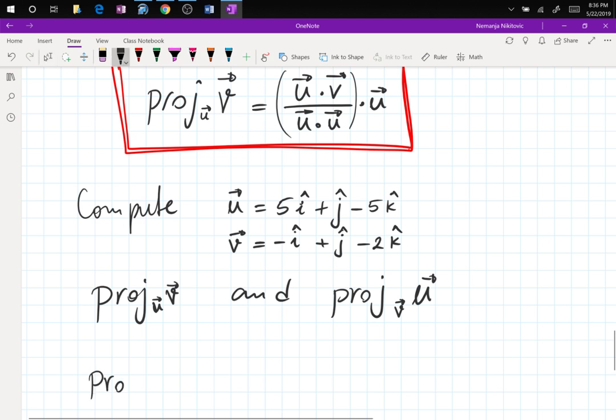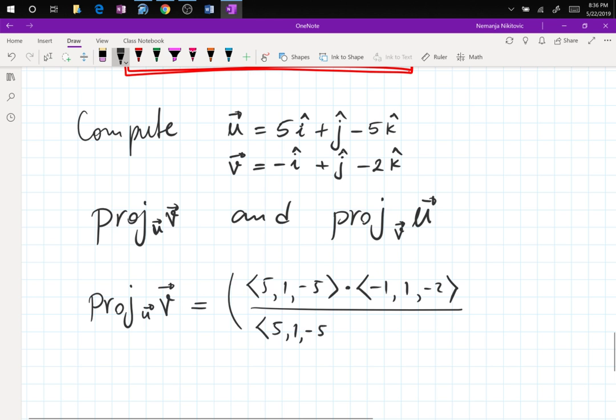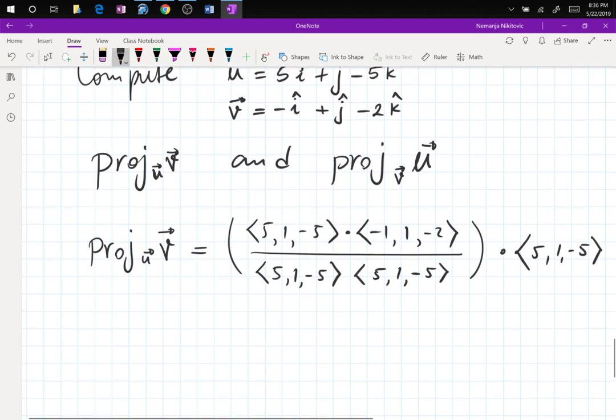Okay, so how about this, projection of v onto u? We have vector 5, 1, negative 5, dotted with negative 1, 1, negative 2. And now we need 2 u's on the bottom, that's 5, 1, negative 5 dotted with 5, 1, negative 5. And all of this times 5, 1, negative 5 for direction. So the dot product is negative 5 plus 1 plus 10, divided by 25 plus 1 plus 25, times 5, 1, negative 5. So this is going to be 6 over 51.